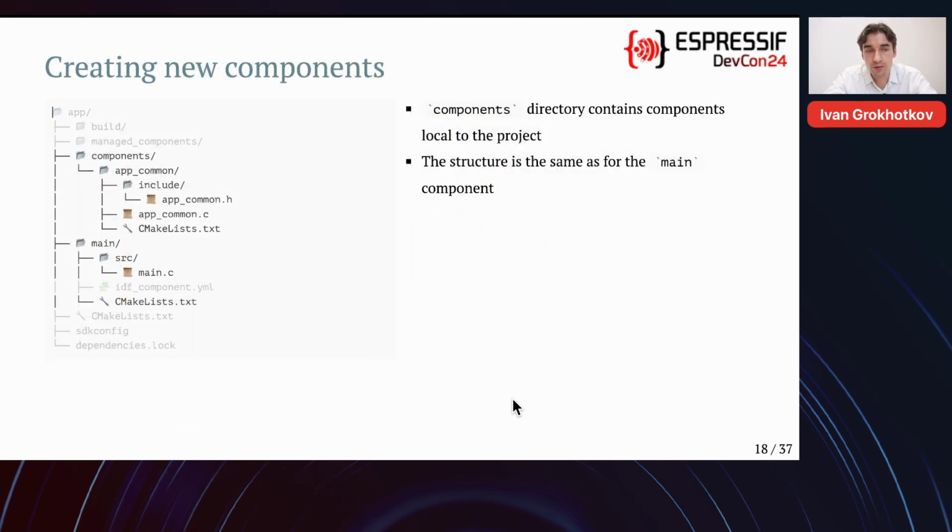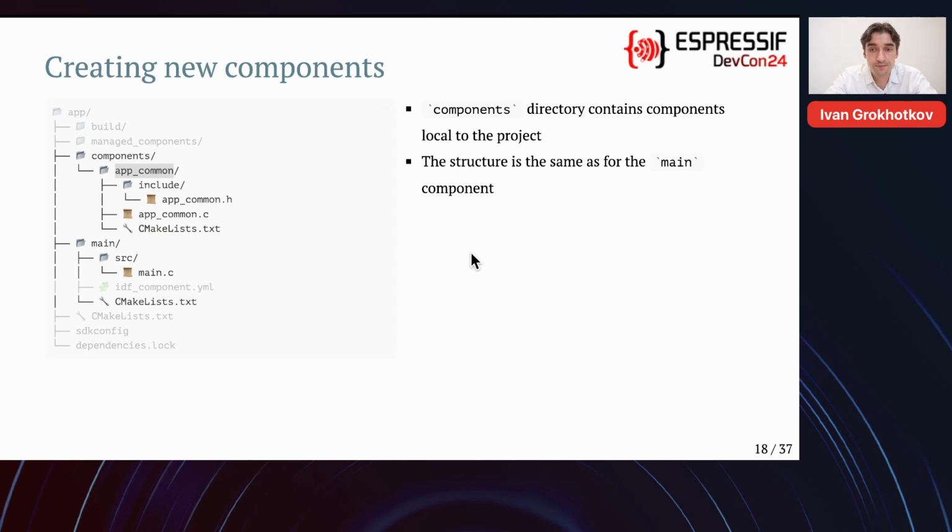How to create a new component? We do this by creating a directory called components inside the application and adding a subdirectory there. The name of the subdirectory is going to be the name of your component. In this case, I've added the app-common subdirectory into the components directory of the application and moved the two files that I have created prior to this, app-common.h and app-common.c. Now app-common is a component and it can be reused between different applications if I have some common functionality for all my apps.